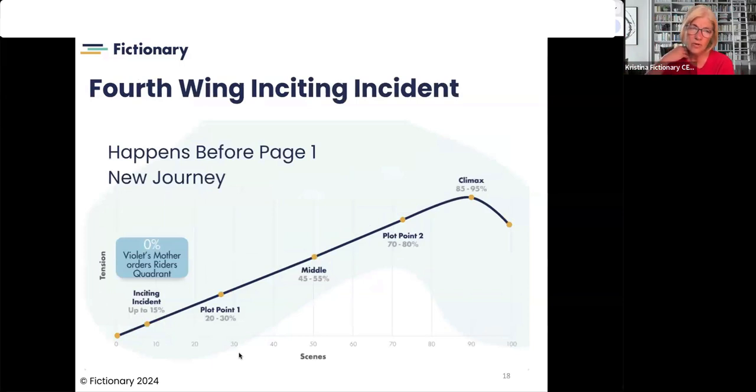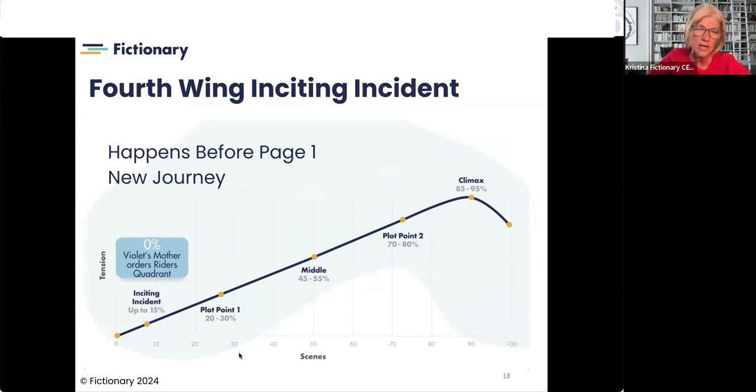So if we look at Fourth Wing, there's spoilers coming. I'm going to tell you the ending. So if you haven't read the book, you have to turn your volume off when I get to the climax. I'm going to tell you the whole story. Okay, everybody got that? There's spoilers here. I don't want anyone sad later when I've told you the ending to this very fantastic book.